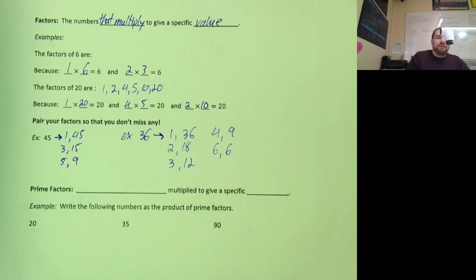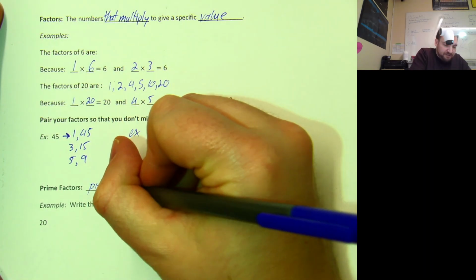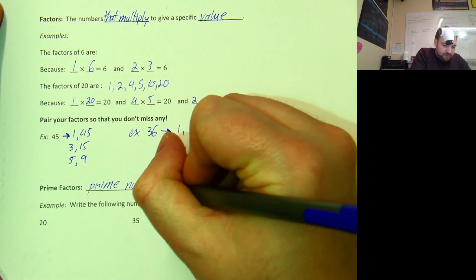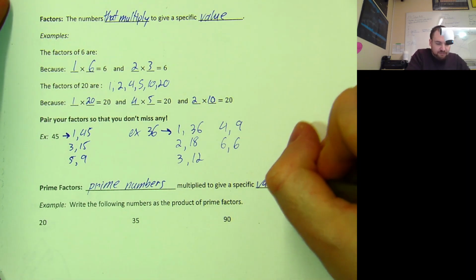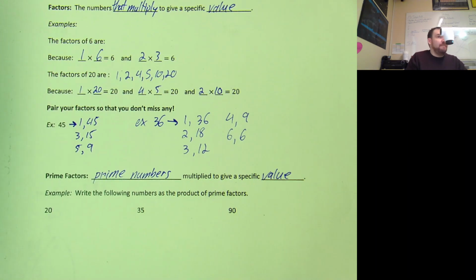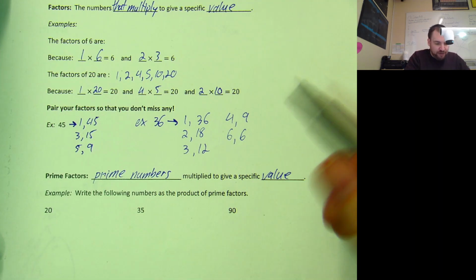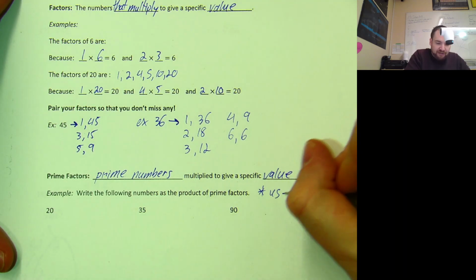So prime factors, we've already kind of talked about those. These are the prime numbers multiplied to give a specific value. We have the technique you've learned in the past that we brought back up when we were doing square roots: factor trees. Using a factor tree can give us all the prime factors. So write the following numbers as the product of prime factors. We're going to use a factor tree.